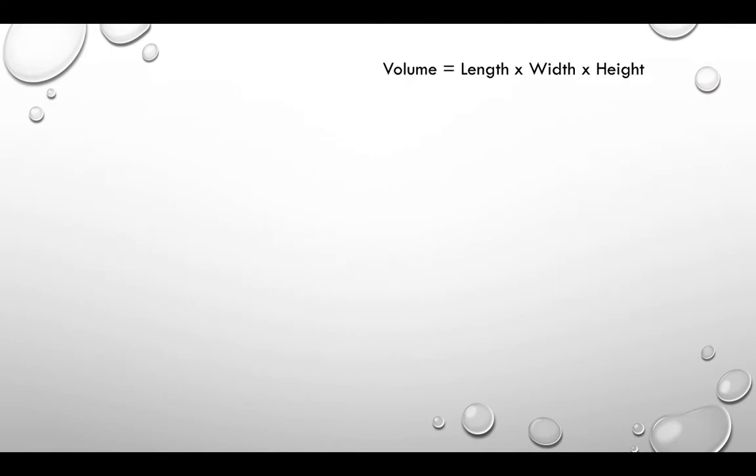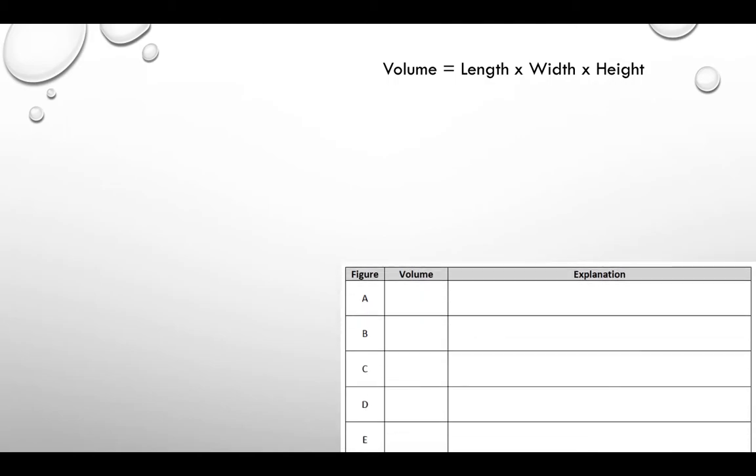Okay, so we know that volume equals length times width times height. It is building off area. We know that area is just length times width. So to get volume, you're taking the area and then multiplying that by the height of your structure too. All right, so now we are on the problem set.